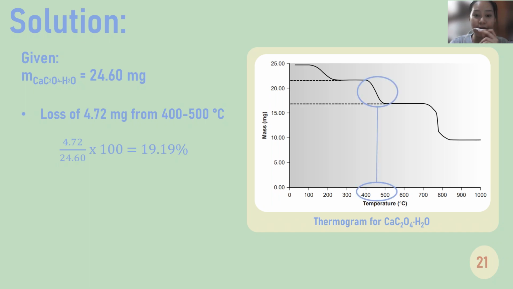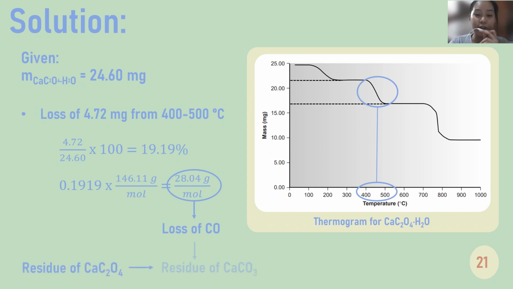Using the molar mass of the sample again, we will get a molar mass of 28.04 grams per mole. The molar mass corresponds to the molar mass of carbon monoxide. Thus, we will consider it as our gas product. Following the same steps from earlier, we will get a residue of calcium carbonate.